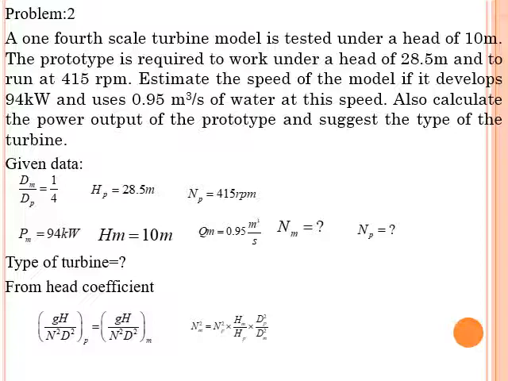So now I want to find out the speed of the model and rearrange this expression according to our need. That is, I want to calculate what the speed of the model is. Then substitute the values from the given data. Then after simplifying that, we will get the answer. The speed of the model is 983.3 rpm. So that is the speed of the model.